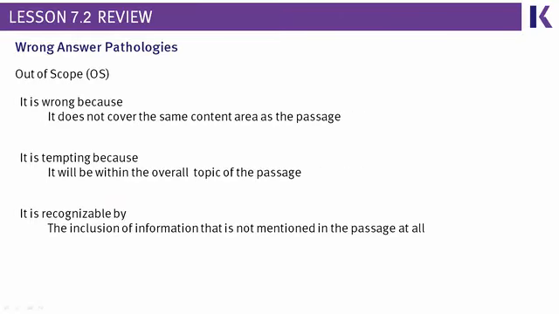The third type is out of scope. These are ones that are wrong because they're outside the content area of the passage. You'll read them and think, wait a second, I didn't read this in the passage at all. That's what makes an out of scope answer choice.